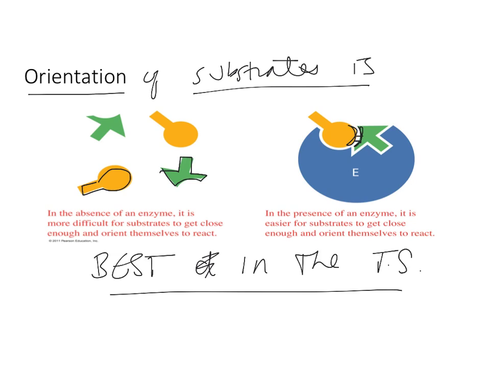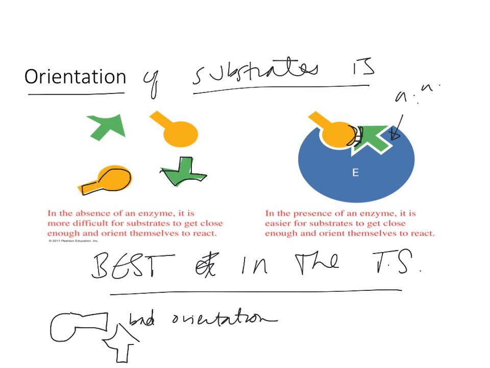What you don't want is the enzyme to bring them in so that it looks like that. That would be bad orientation. Okay? And orientation is best during the transition state. And this again is facilitated by the amino acids in the active site.